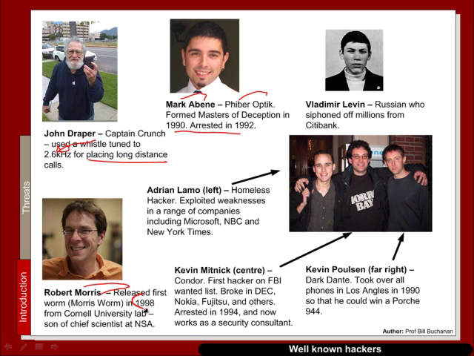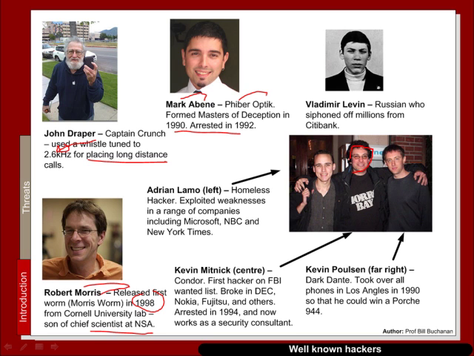Robert Morris actually released the first computer worm, known as the Morris worm, in 1988 from Cornell University labs, and was actually the son of the chief scientist at the NSA. We have Vladimir Levin, who was a Russian who siphoned off millions from Citibank. And then we have these three hackers. We have Adrian Lamo, who was known as the homeless hacker, and he exploited weaknesses in many companies, including Microsoft, NBC, and the New York Times.